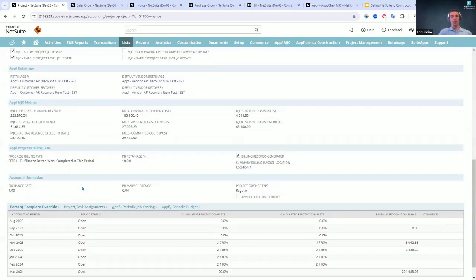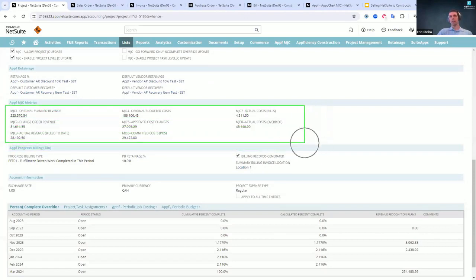Everything from different revenue and different cost inputs, right? And so what you're seeing here are the 8 metrics that come out of the box, pre-configured, ready to rock and roll. Okay, so everything from tracking your different revenue inputs, your original budgeted revenue, your change order revenue, which is very, very common in the space.